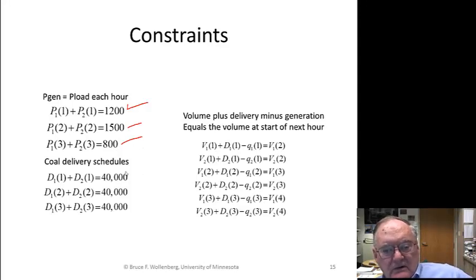Here's my coal delivery. I'm going to deliver 40,000 tons of coal every week. D1 plus D2, D1 plus D2, and so forth. The volume plus delivery minus generation equals the volume at the start of the next hour. So this says here's the volume of coal at the beginning of hour one.